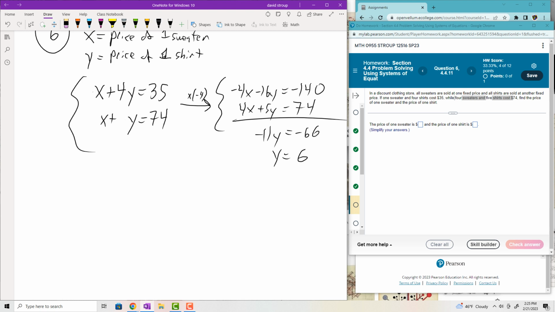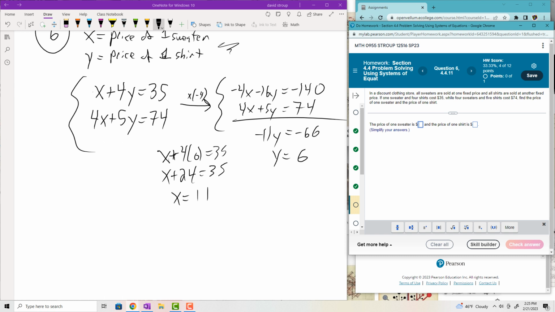Just go to your first equation there. Apparently in eraser mode. Okay, there we go. All right, so I got x plus 4 times 6 is 35. So it'll be x plus 24 is 35. Subtract 24 from both sides. That will be 11 bucks. So the sweaters are going for 11 bucks, which is pretty incredible. And then the shirt is going for 6.